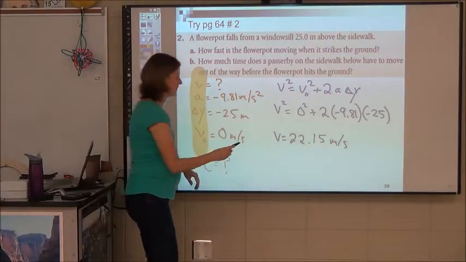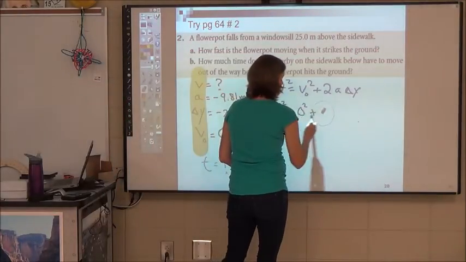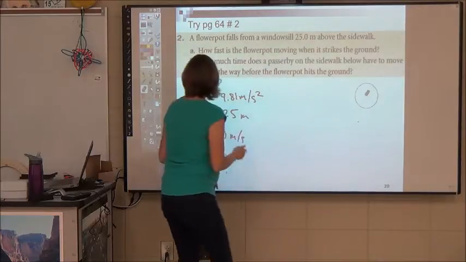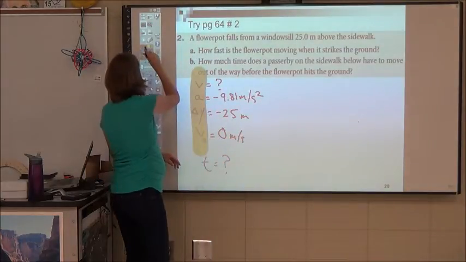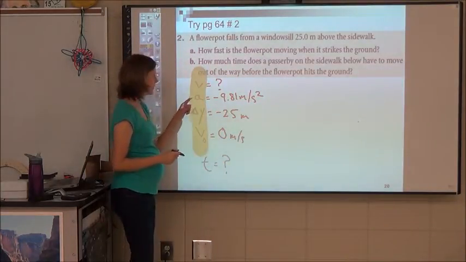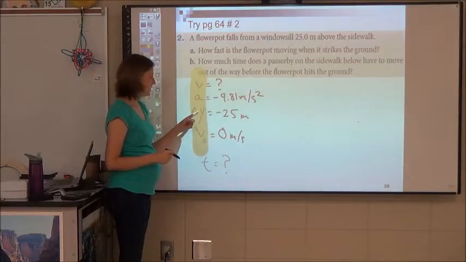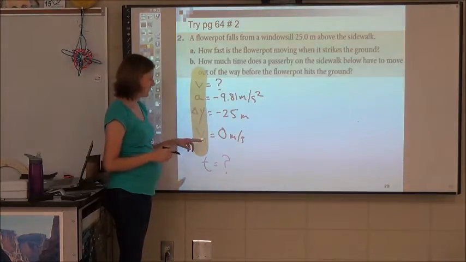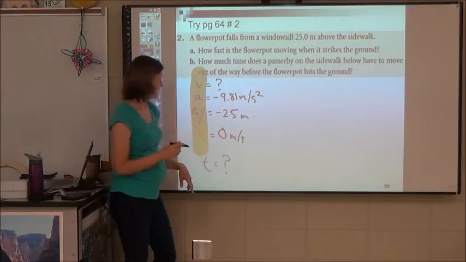So I'm just going to give myself a little room. So now I want an equation that's got a, delta x slash delta y, v naught, and t. And that would be this one.